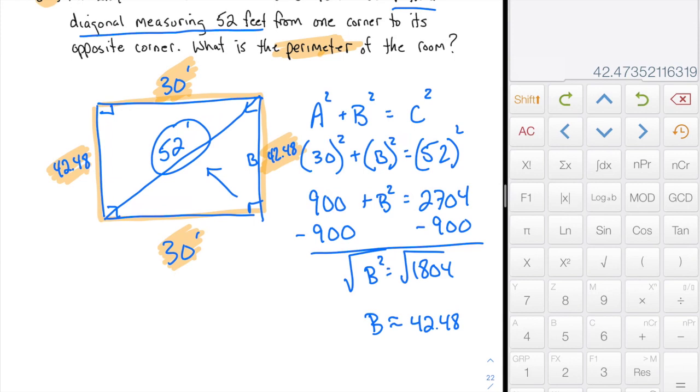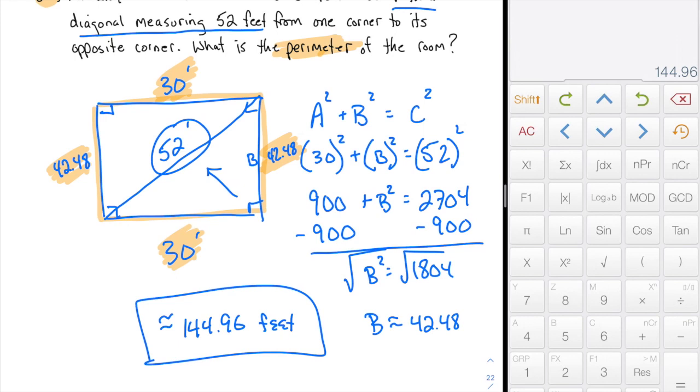So 30 and 30 and 42.48 and 42.48. I typed all that incorrectly, so my answer is still approximately, because I had to round, but again, not a big deal, 144.96, and this is in feet. And that's it. So for application problems, draw yourself a picture, try to label everything, and then apply the Pythagorean theorem where you need it.